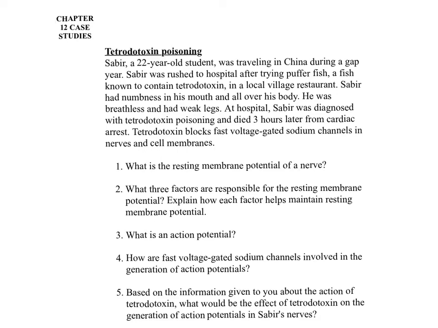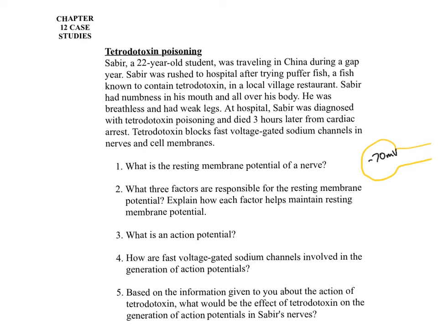So this tetrodotoxin blocks fast voltage-gated sodium channels in nerves and cell membranes. So it's not blocking leak channels. It's blocking the voltage-gated sodium channels in nerves and cell membranes. So we start out by looking at some questions that you should already know. What is the resting membrane potential of a nerve? So the resting membrane potential of a nerve, if we remember, here's the neuron, and inside the cell we have negative 70 millivolts.